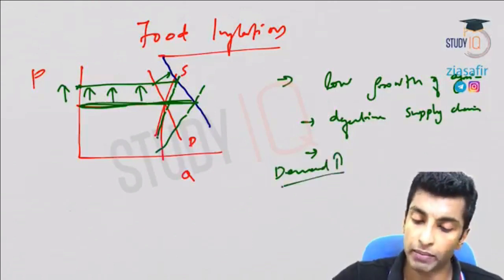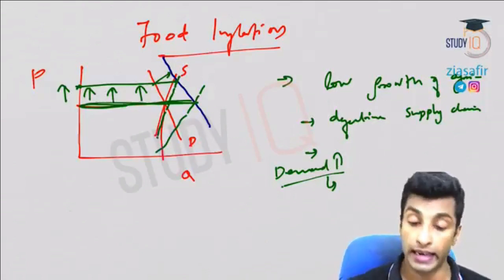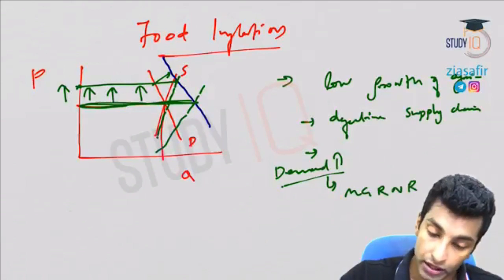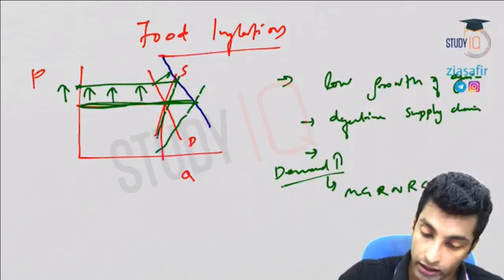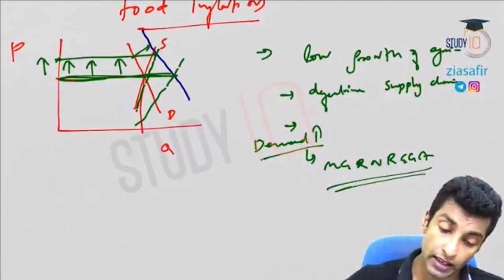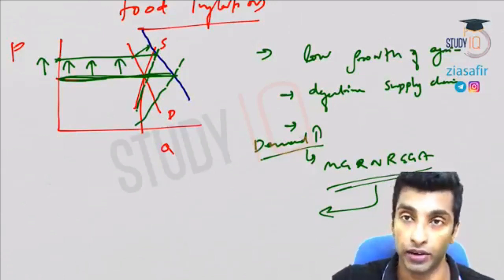Why high demand? Because of the fiscal stimulus I have told you, and now low interest rate. MGNREGA is also one of the reasons. There is a World Bank study that MGNREGA is creating food inflation. The good thing is that it helped in eliminating hunger.